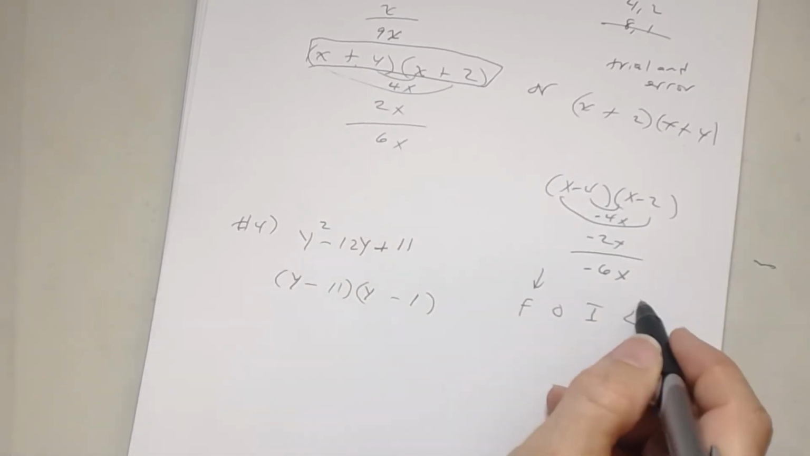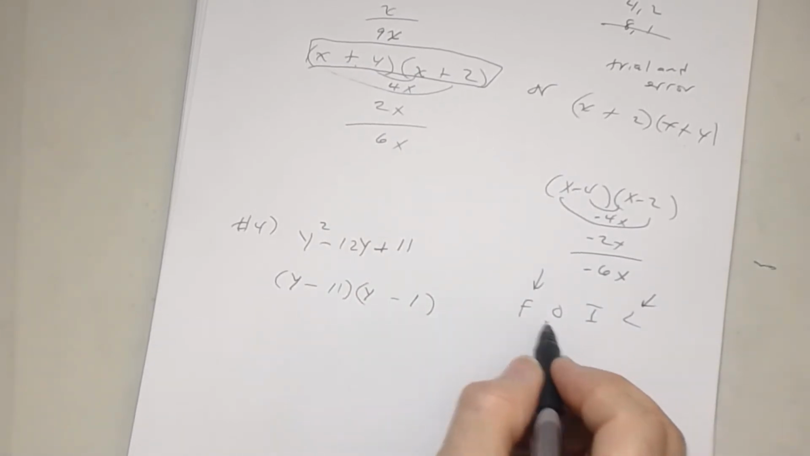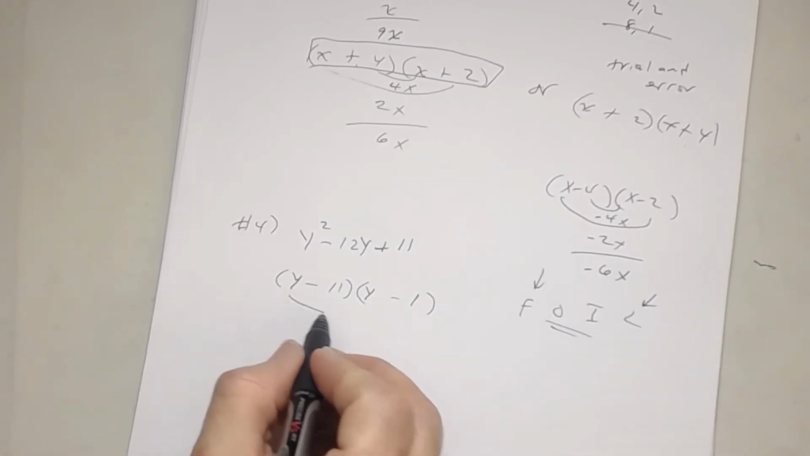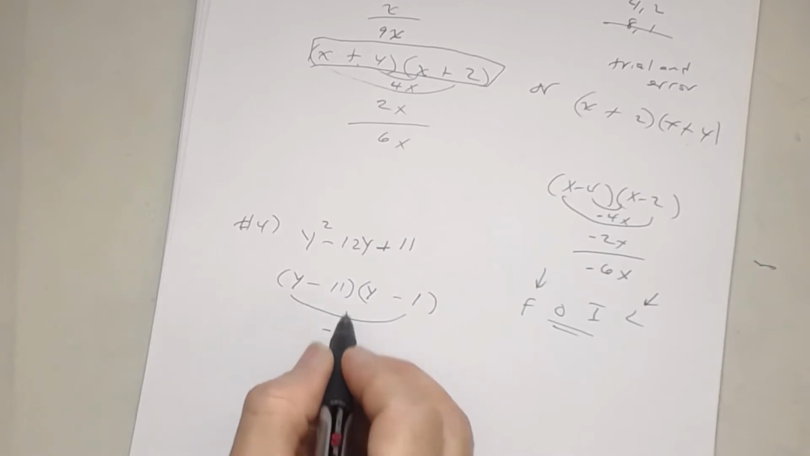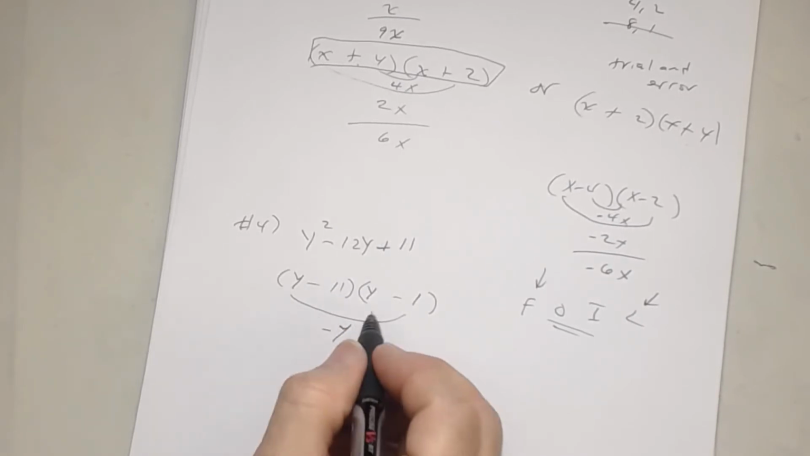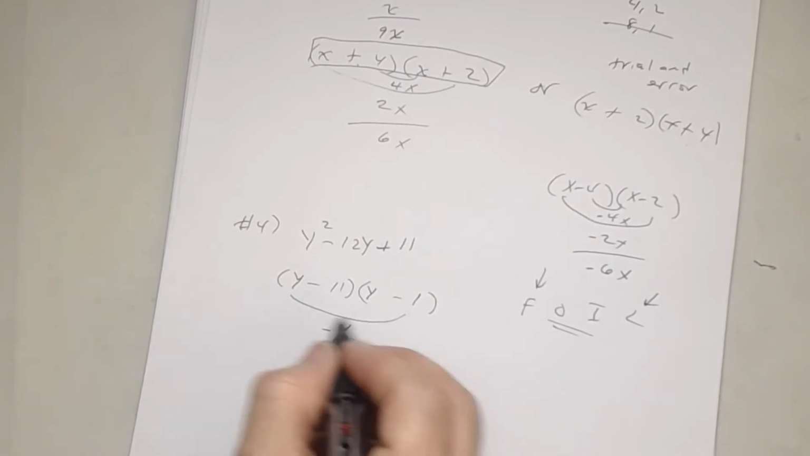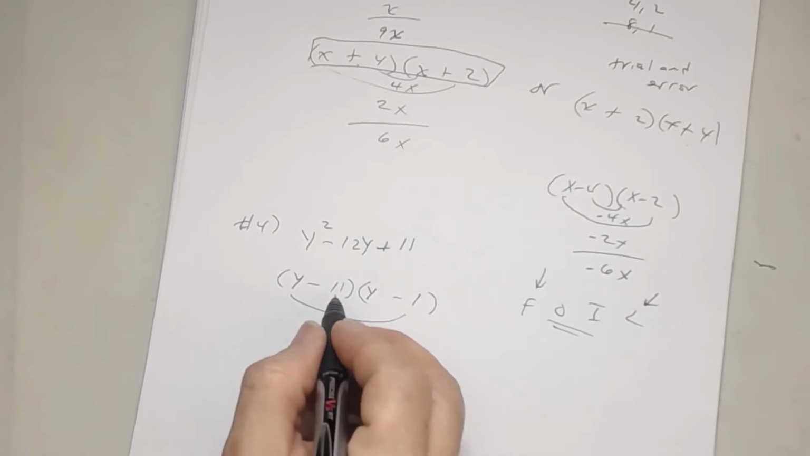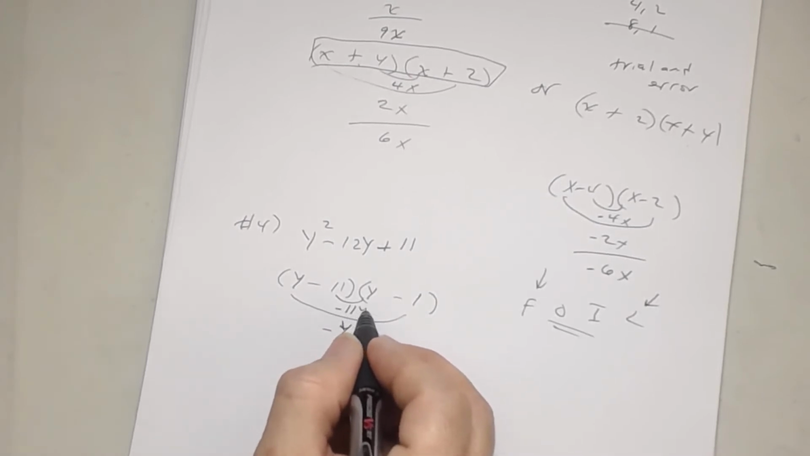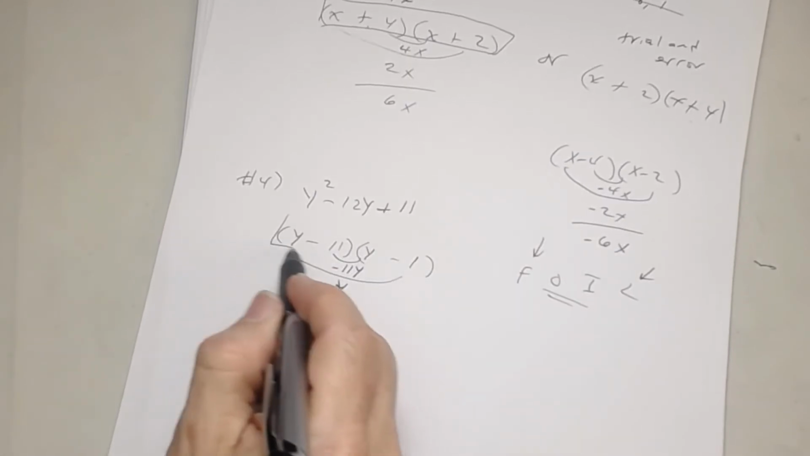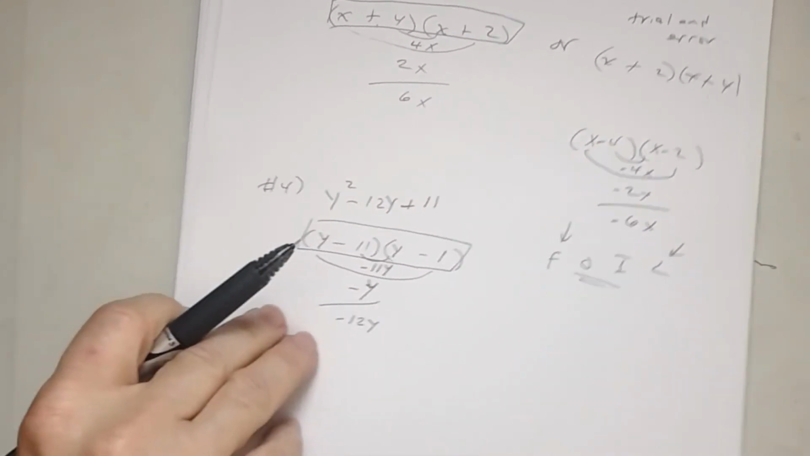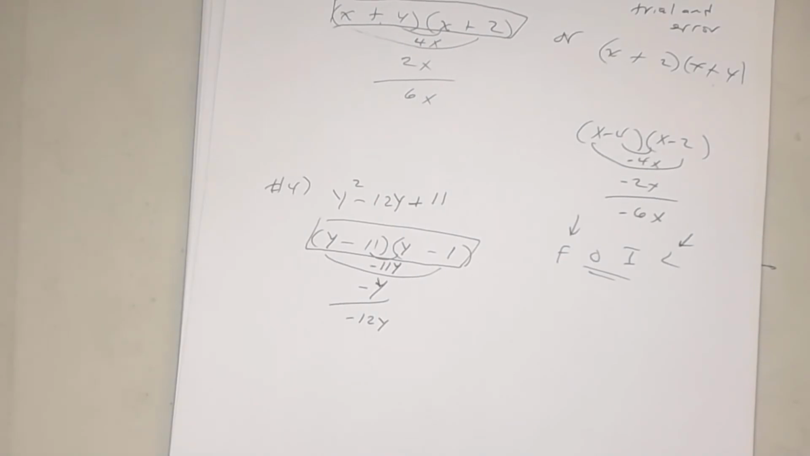All right. Now always check yourself. You already checked the first and the last. Now all you gotta do now is check the outer and the inner. What's the outer? Negative y, right? What's the inner? When I add them up, what do I get? And that's what you wanted. So this is your answer. So you factored this trinomial. So you factored it as two binomials.